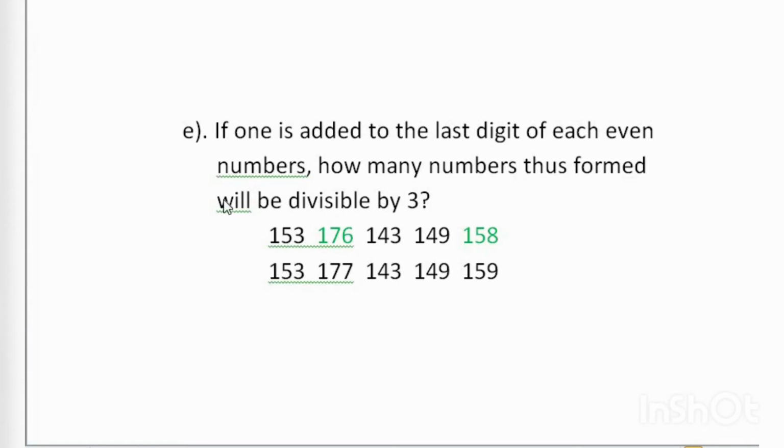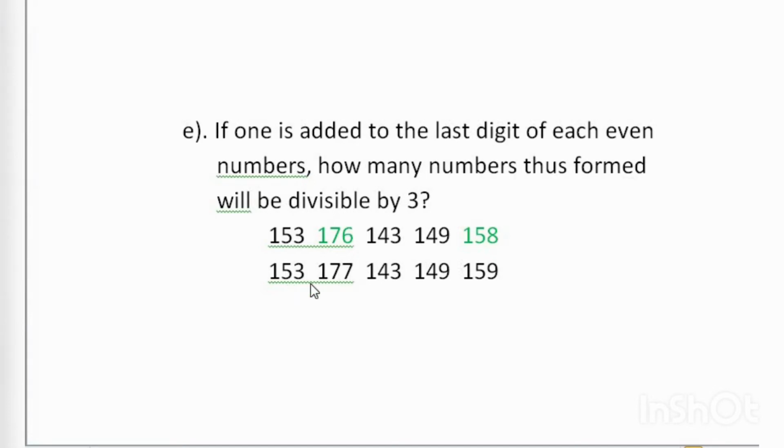Now how to find a number which is divisible by 3? A number is divisible by 3 if the sum of all the digits of that particular number is divisible by 3. For example, in case of 153, we can add the digits 1 plus 5 plus 3. It is 9, and 9 is divisible by 3. So 153 is also divisible by 3.